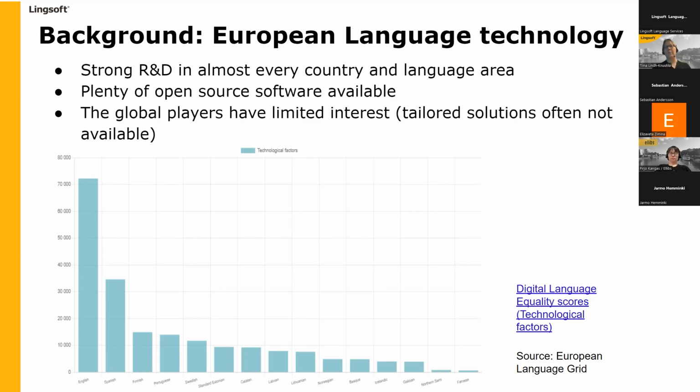And here's a chart from the European Language Grid and the European Language Equality Project showing the digital language equality scores for some of the project languages. Unfortunately, the legend is very, very tiny, but at the leftmost, that's English. So the score is 70,000 and a little over that.